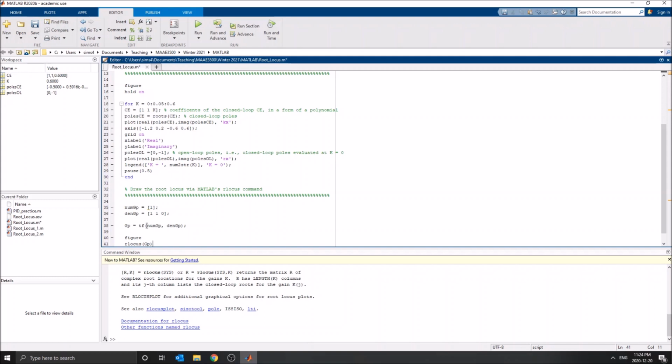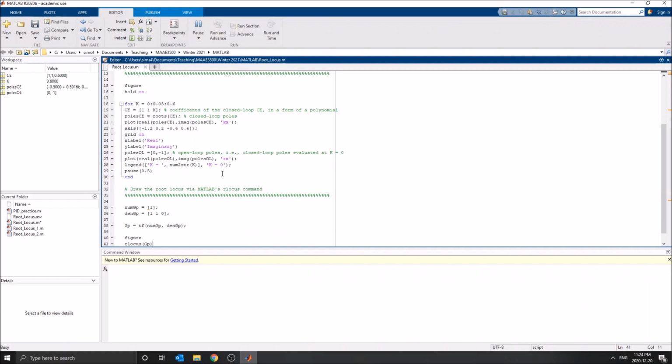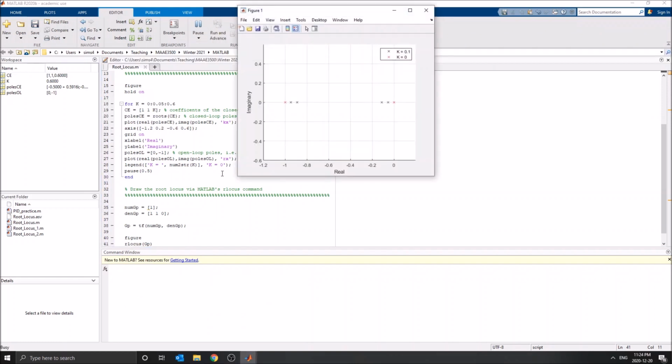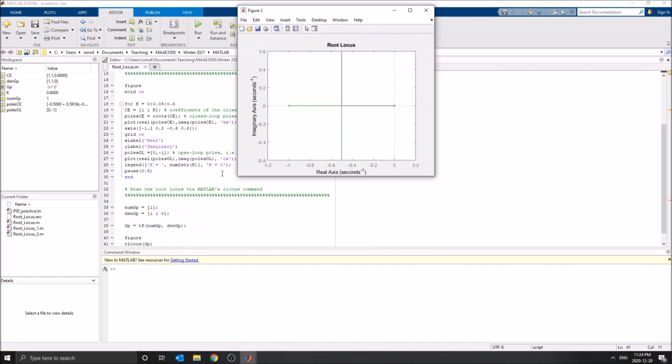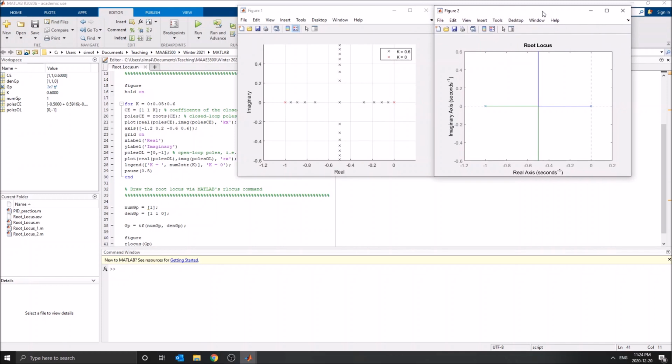So essentially, rlocus does this job for us. So we don't even need to worry about specifying the characteristic equation, extracting the roots, plotting them, and so on. A single command, rlocus, does it all for us. So let's see how it works. So this is the brute force approach again, versus the rlocus command. And as you can see, both approaches give the exact same results, obviously.